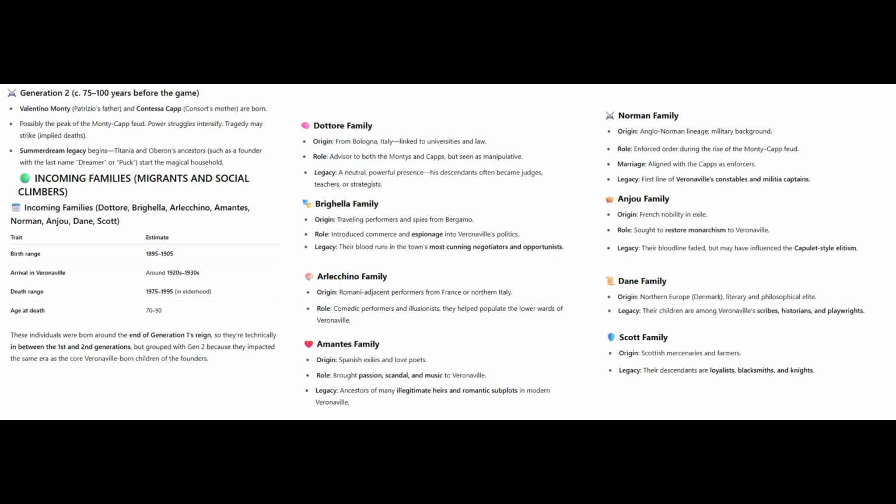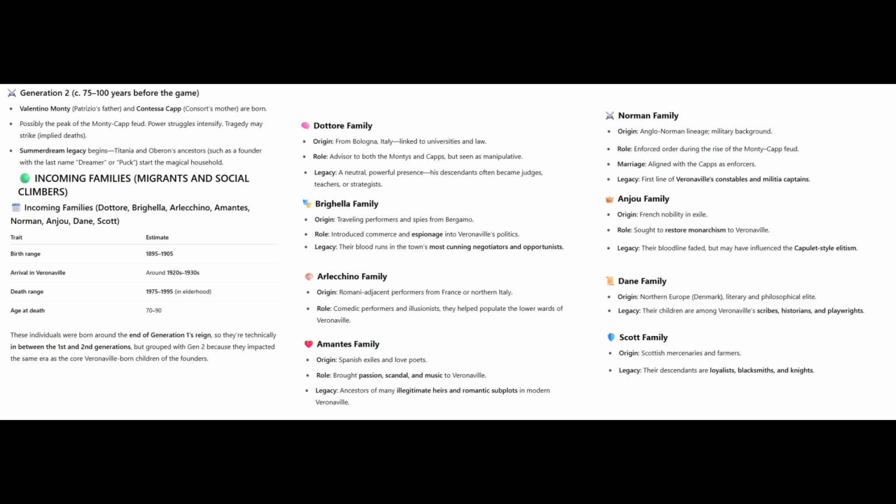Onto the Aretino family. So the origin: they are Romani adjacent performers from France or northern Italy. So Romani adjacent meaning they potentially have some admixture there from the Middle East and maybe South Asia. So they're comedic performers and illusionists. They help populate the lower wards of Veronaville.